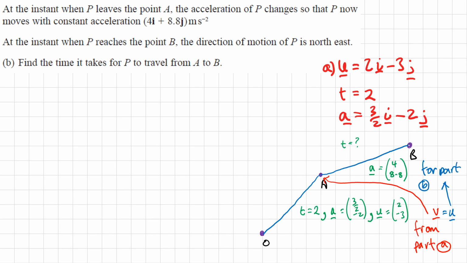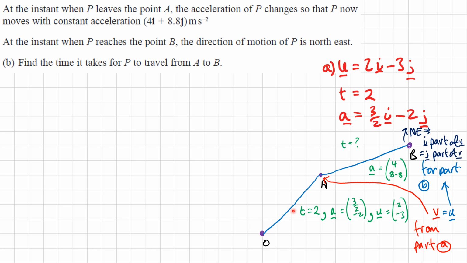And we're also told that when it gets to this point B, it's moving in a northeast direction. As I said, don't take this diagram literally, because that's definitely not northeast. When something's moving in a northeast direction, that basically means that the i part of v is going to equal the j part of v, and that should be enough to help us work out what the time is.